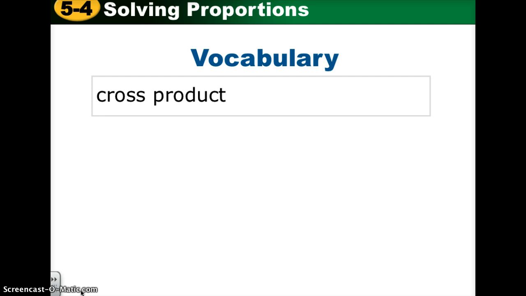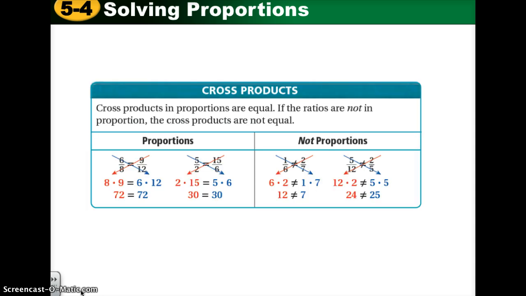You may have used this in the past. Here's what a cross product looks like. Cross products in proportions are equal. If the ratios are not in proportion, the cross products are not equal. So you can see the examples we have here on the left side. If we multiply the diagonals, the cross products, 6 times 12 is 72, 8 times 9 is 72. Those are equal. That means that those two fractions or ratios are in a proportion.